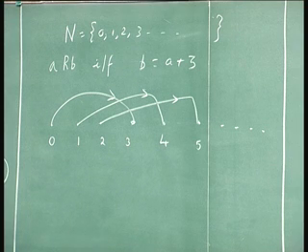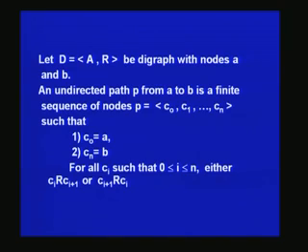Now, some more definitions about this. Let D = (A, R) be a digraph with nodes A and B. An undirected path P from A to B is a finite sequence of nodes C0, C1, C2, ..., Cn such that C0 is equal to A and Cn is equal to B. For all Ci such that i is between 0 and n, either Ci is related to Ci plus 1 or Ci plus 1 is related to Ci.